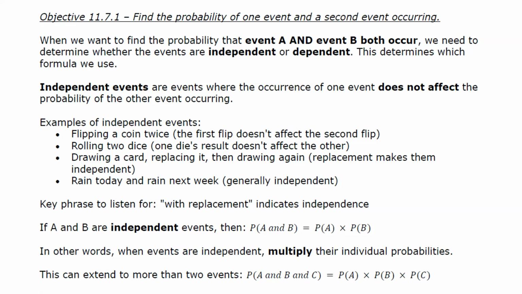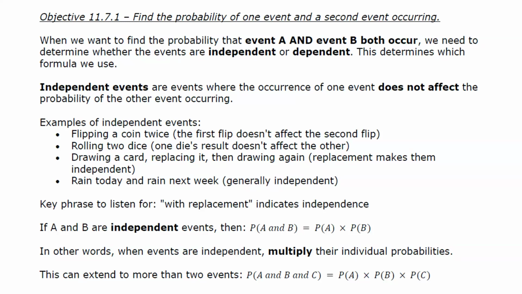When we want to find the probability that event A and event B both occur, we need to determine whether the events are independent or dependent. This determines which formula we use. Independent events are events where the occurrence of one event does not affect the probability of the other event occurring.